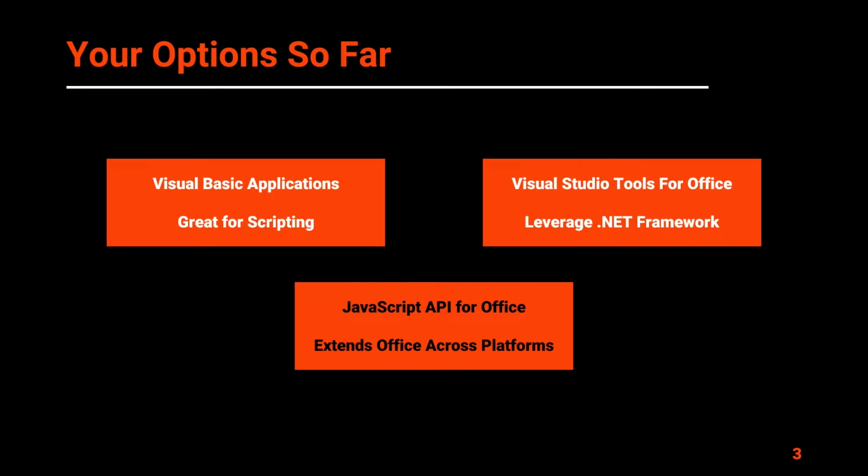And now we have the JavaScript API for Office. This is basically extending our reach beyond the desktop applications into other platforms. It's extending it, and it's going to make it work across all of our platforms.